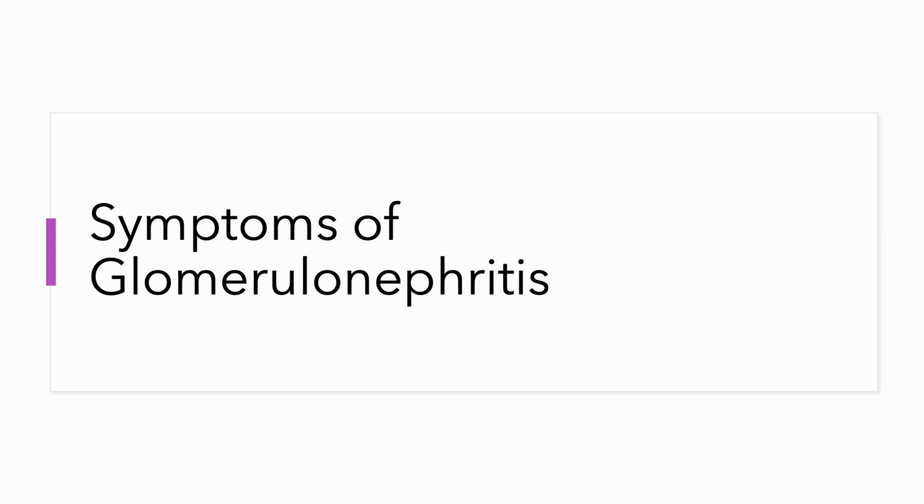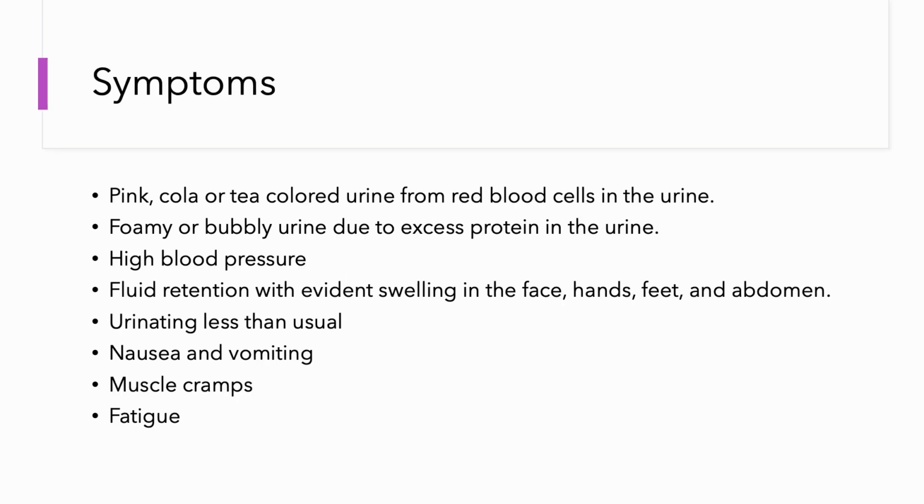First off, we're going to start with the symptoms of glomerulonephritis. These symptoms include pink or cola, tea-colored urine from red blood cells being in the urine, foamy or bubbly urine due to excess protein escaping in the urine, high blood pressure, fluid retention with swelling in your face, hands, feet, and abdomen.